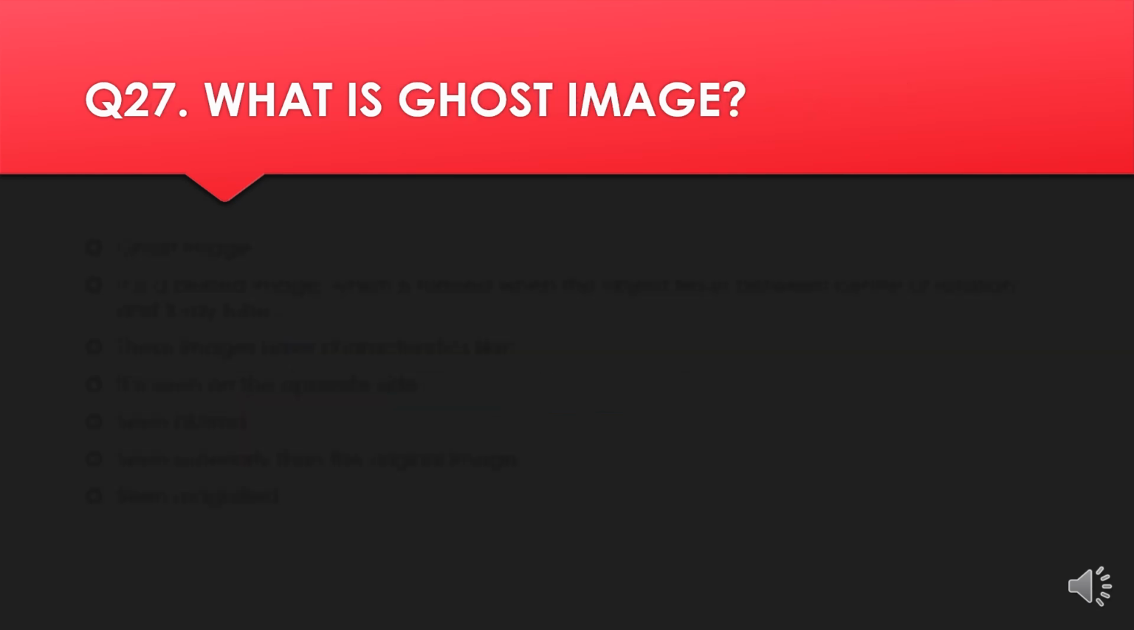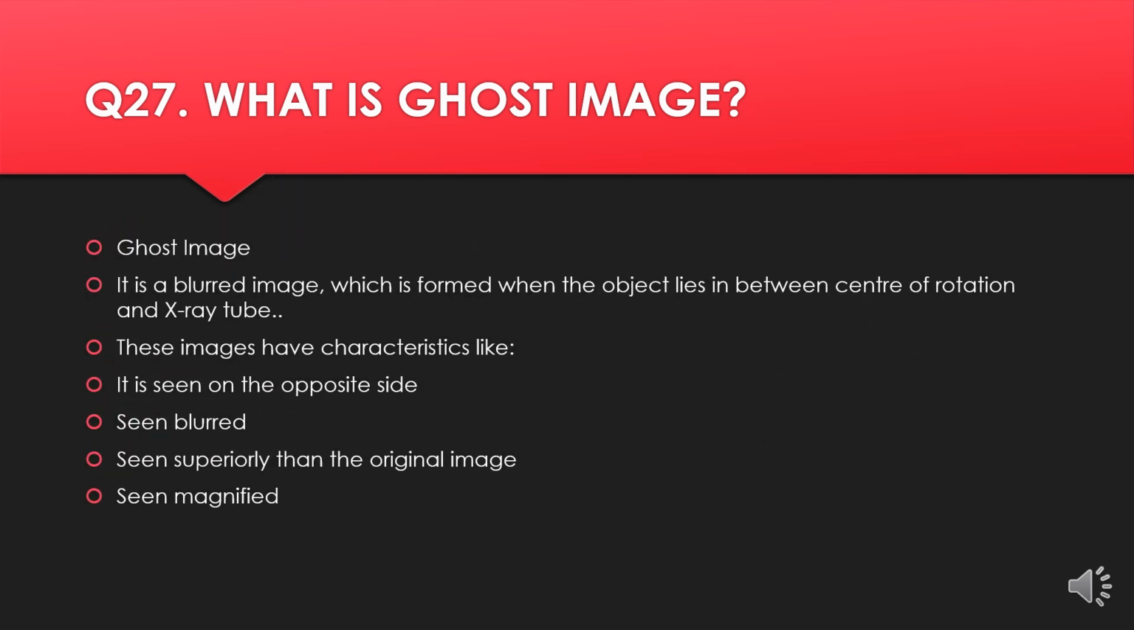The question is, what is ghost image? Ghost image is a blurred image which is formed when the object lies in between the center of rotation and the X-ray tube. These images have characteristics like it is on the opposite side, seen blurred, seen superiorly than the original image, and seen magnified.